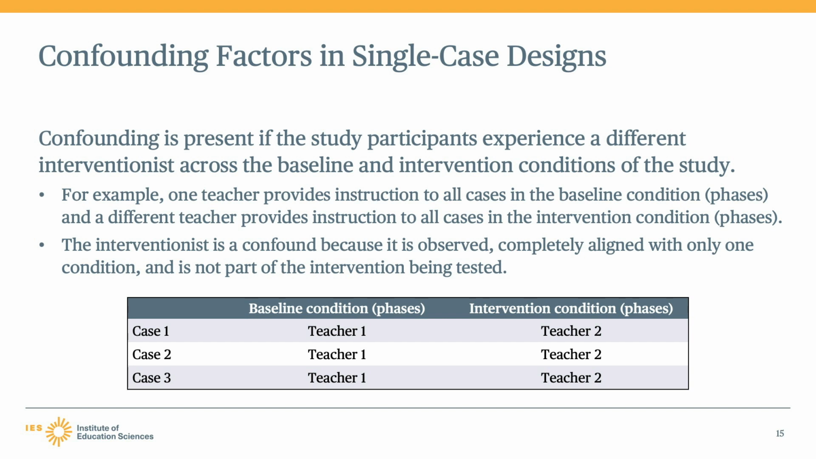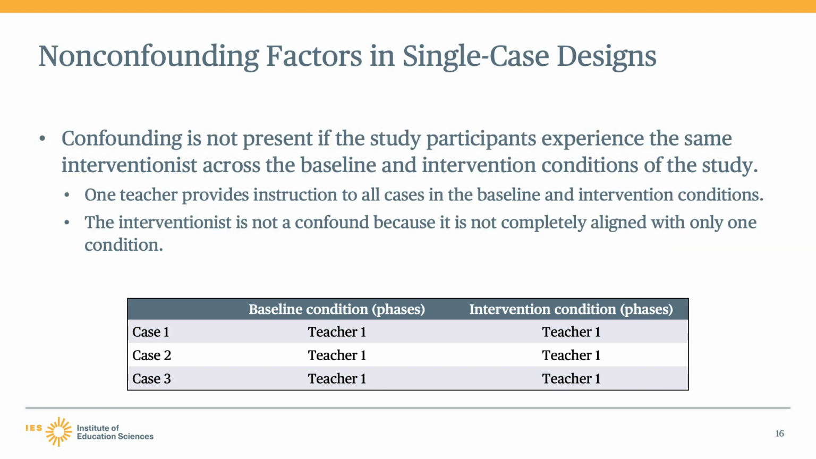Let's present a simple example to help illustrate a confounding factor in a single case design study. Confounding is present in a single case design if study participants or cases experience different interventionists across the baseline and intervention conditions of the study. For example, let's say one teacher provides instruction to all cases during all phases in the baseline condition, and a separate teacher provides instruction to all cases during all phases in the intervention condition. In this example, the interventionist is a confound because it is observed, it is completely aligned with only one condition, and it is not part of the intervention being tested.